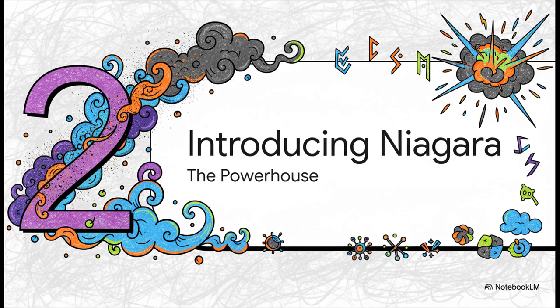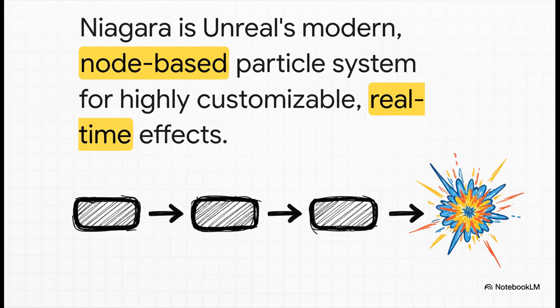Okay, now that we've got that foundation down, let's talk about the main tool for creating all those particle effects inside Unreal Engine. It is an absolute powerhouse, and its name is Niagara. So Niagara is Unreal's modern system for wrangling all those millions of particles. And the key phrase here is node-based.